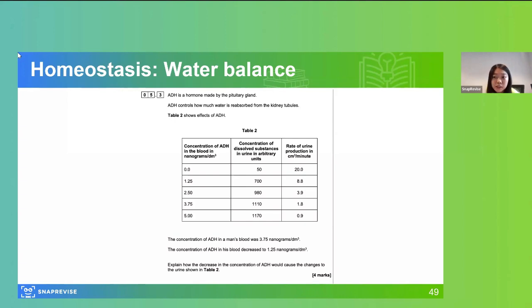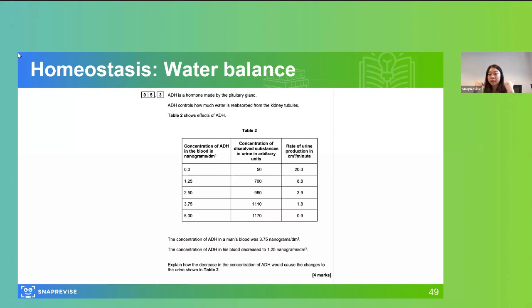In this case, talking about decrease. So if there's less ADH, it's going to be less permeable to water. Less water is going to be reabsorbed. If there's less water reabsorbed, more water is going to be in your bladder. So this is the confusing part.